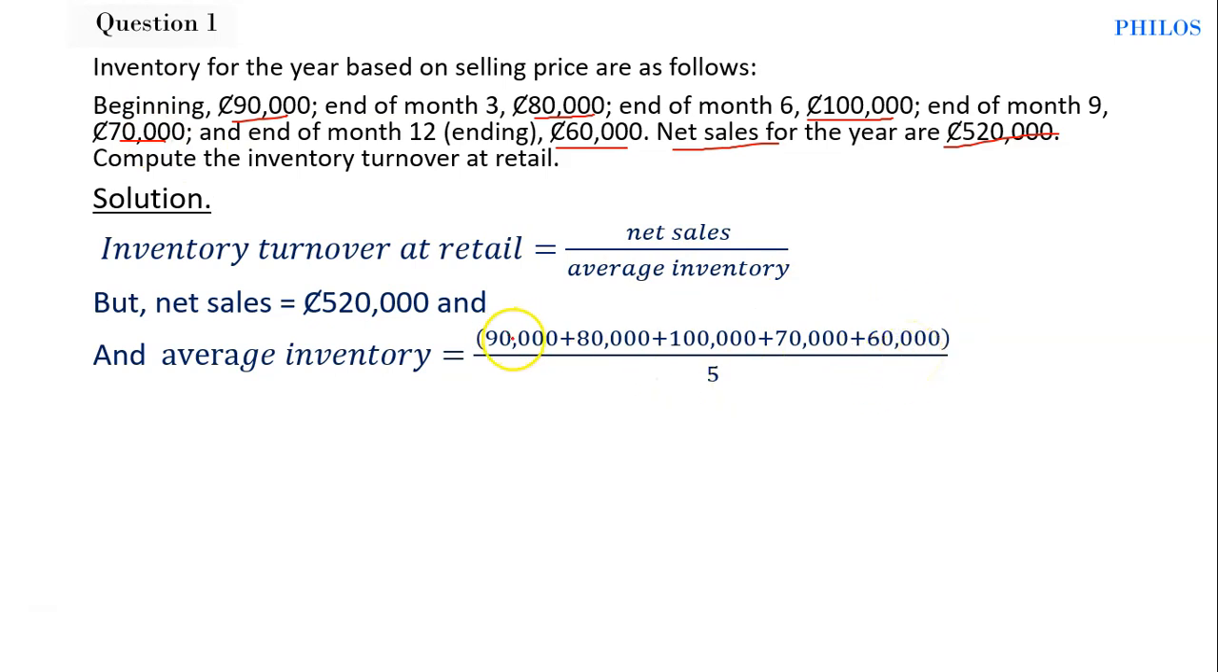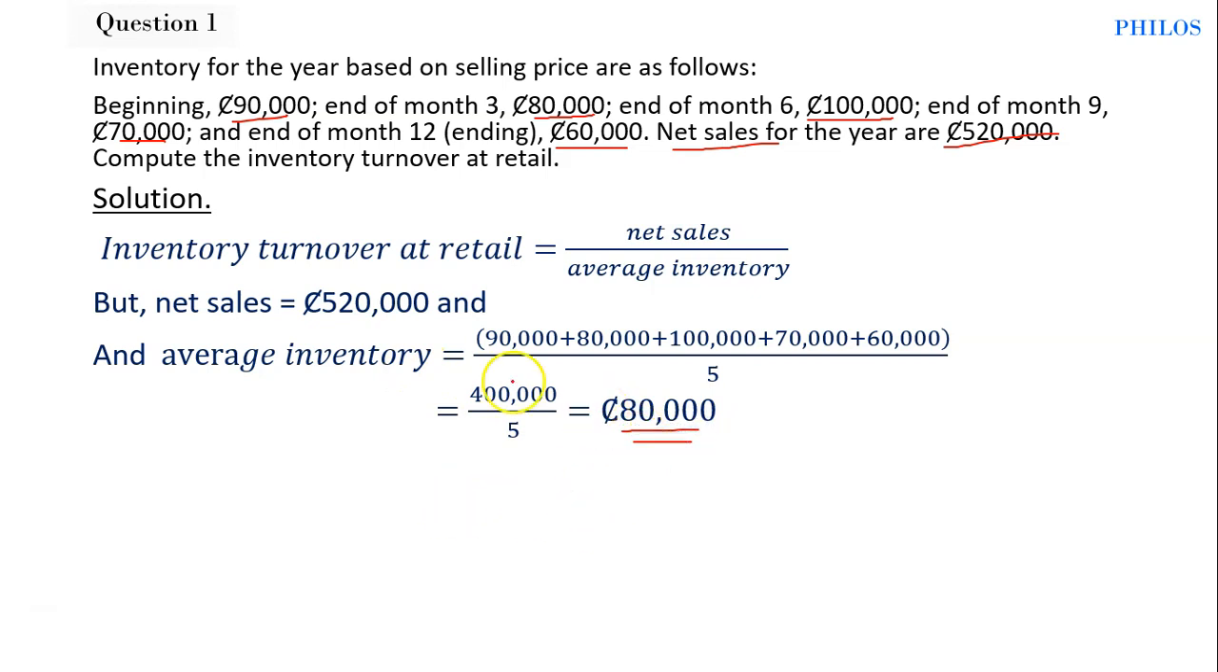Okay, so there are 5: 1, 2, 3, 4, 5. That's why we divide by 5 to get the average. So when you add the values at the numerator, you will get 400,000 cedis, divided by 5, and that will give you 80,000 cedis. So the average inventory is 80,000 cedis.